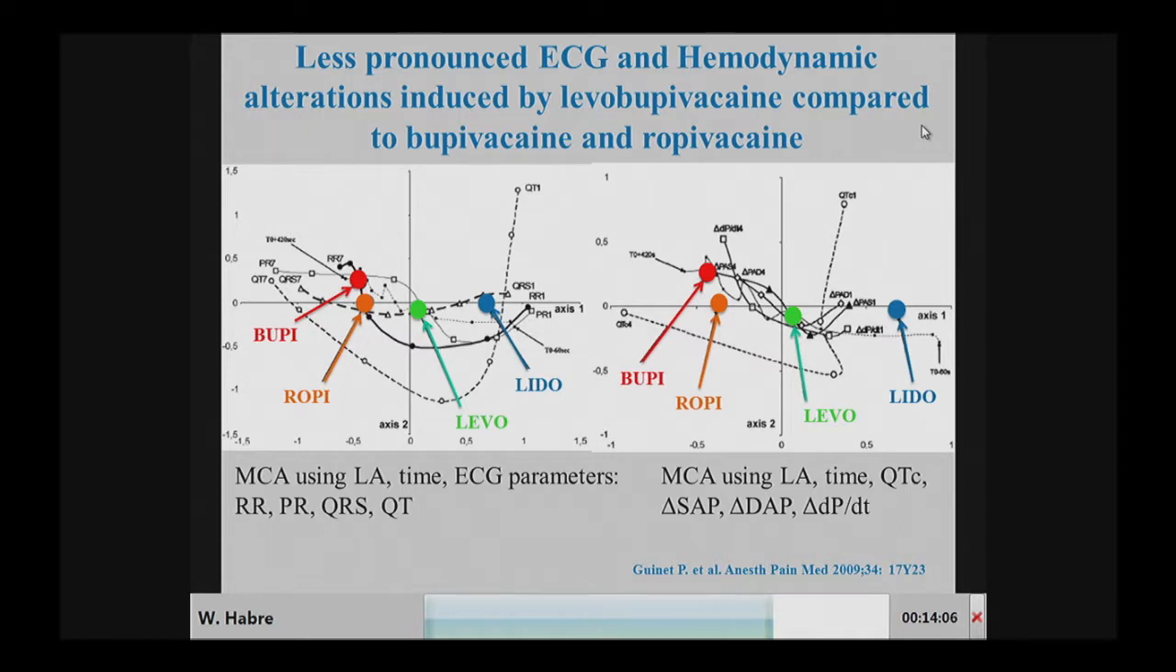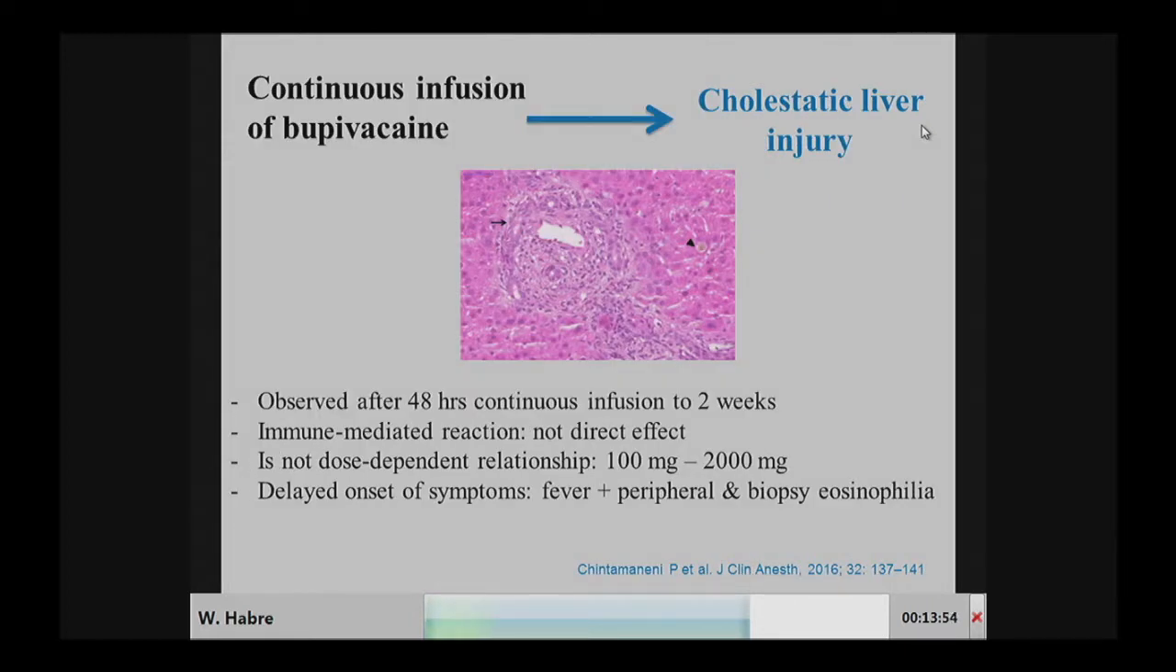If you also look at the multiple correspondence analysis using the hemodynamic parameters, again the most toxic drug is bupivacaine. The new thing coming in the literature nowadays is the appearance of an immune-mediated reaction, and it seems to be independent of the dose. With continuous infusion, it has been reported after 48 hours up to 2 weeks that cholestatic liver injury appears, with eosinophilia both peripherally and in the liver biopsy.